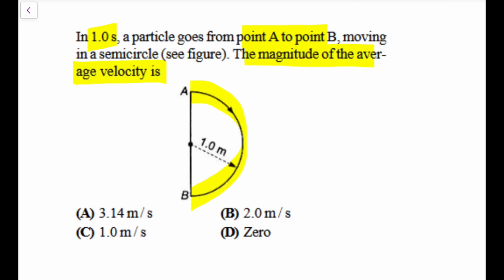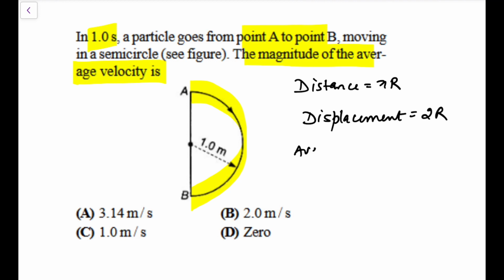So just recollect, while going from A to B, what is the distance traveled? Distance traveled is pi into r, while the displacement, you all know, this is a very standard question you have done even in class 9, that is 2r. So what would be the average speed? Average speed, you can write it as distance pi r upon time. Time is 1 second, so that comes out as 3.14 meter per second here. So which is option A.